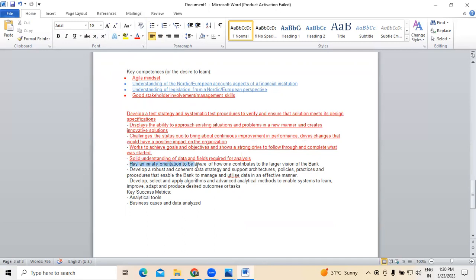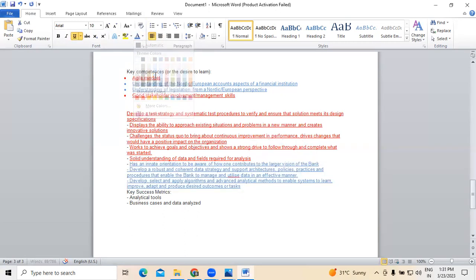Next, has an innate operation, be aware of how to contribute to the large vision of the banks. So these are all something unique, something relating to that particular profile, whatever the profile or client requires. These are all something specific to the requirements.